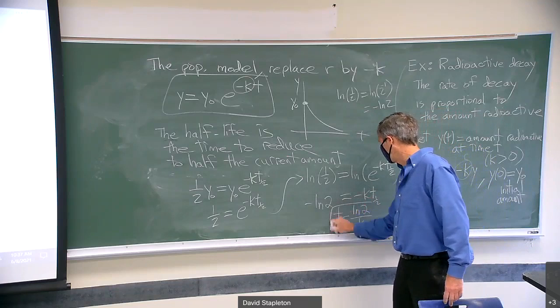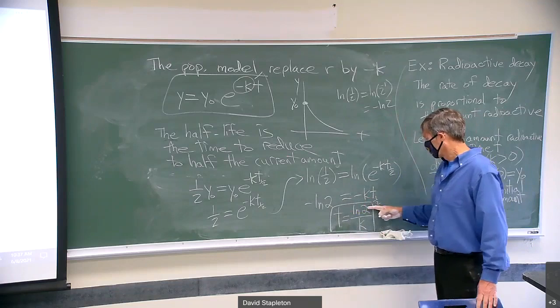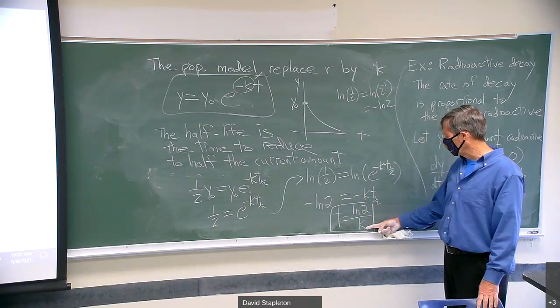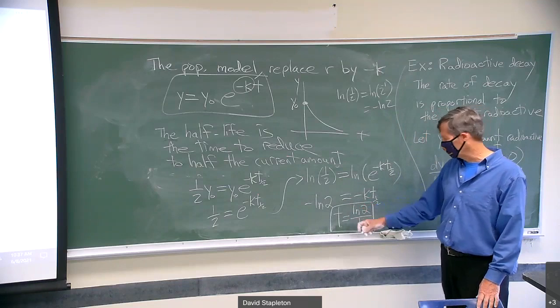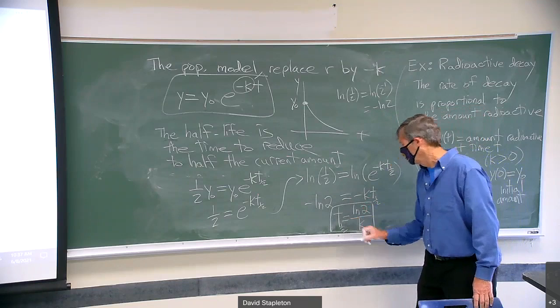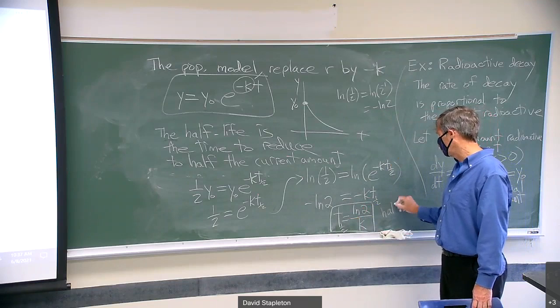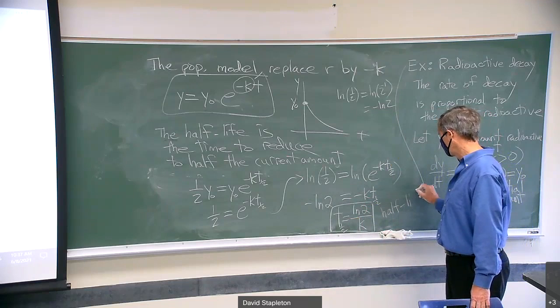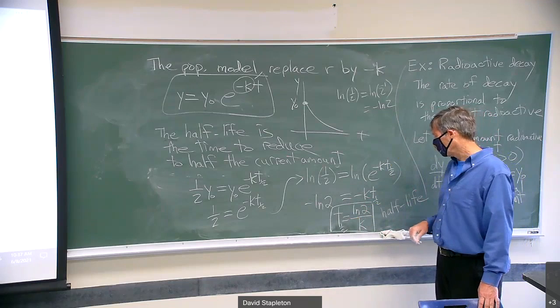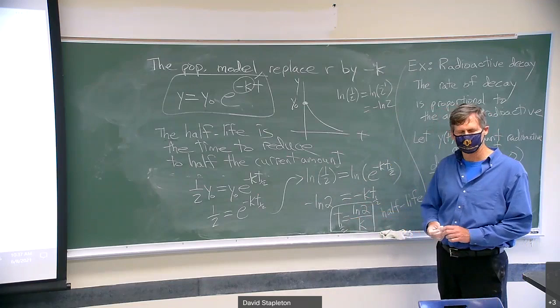So whatever the decay rate is, K, if you take the natural log of 2 and divide by that K rate, that tells you how long it takes. I should call this T half. To decay to half the current amount. So this is the half-life for any radioactive substance: ln 2 over K.